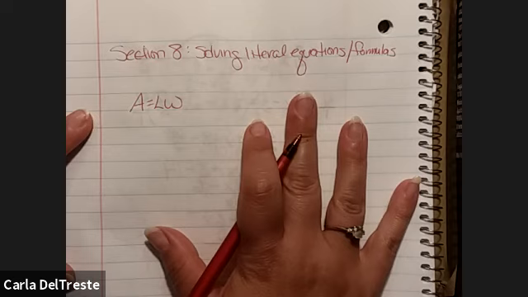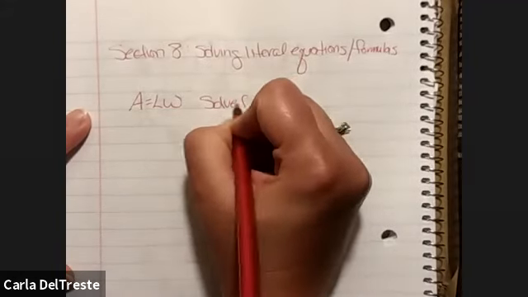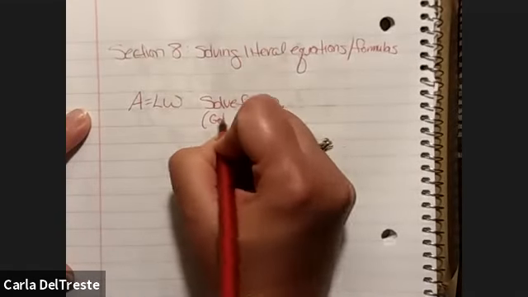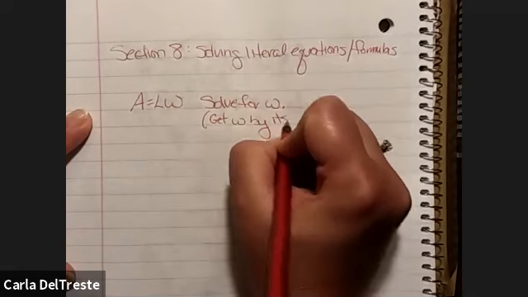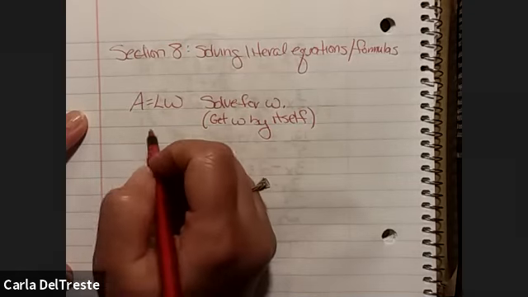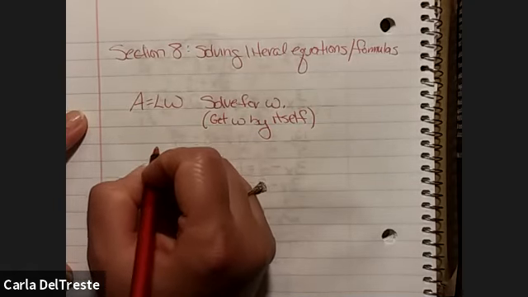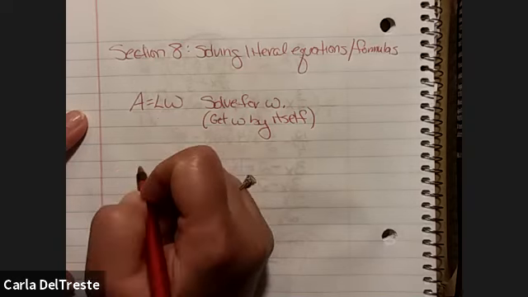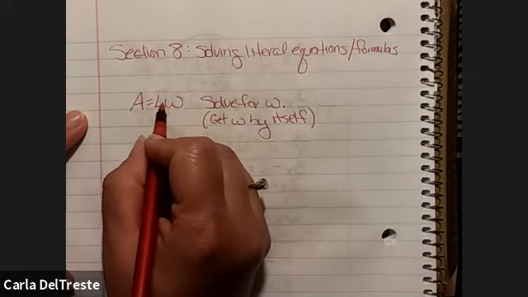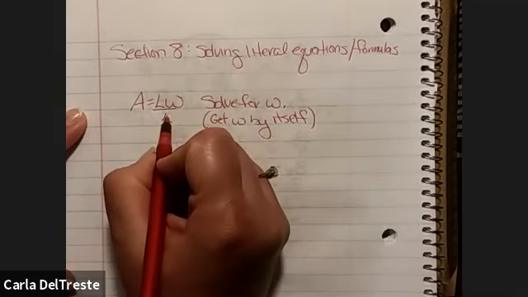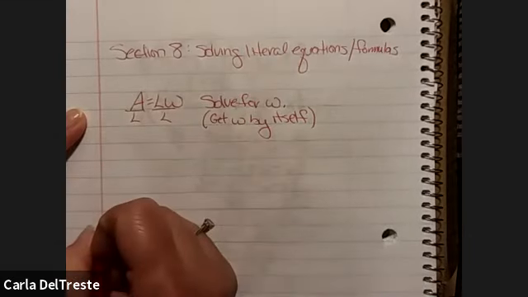But what if they ask you to solve for W? Remember what that means. That's a fancier way to say get W by itself. The rules of algebra are not going to change here just because we now have letters involved. How is the L connected to the W? The L is connected to the W by multiplication. How do we get rid of multiplication? We divide. If I divide this side by L, I have to divide this side by L.